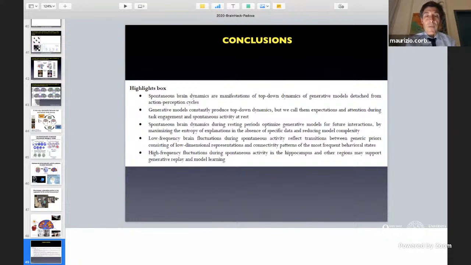Low frequency brain fluctuations during spontaneous activity reflect transitions between generic priors, consisting of low dimensional representations and connectivity patterns of the most frequent behavioral states. High frequency fluctuations during spontaneous activity, like in hippocampus replay, may support generative replay in model learning. I haven't really covered this. We haven't really talked about this.